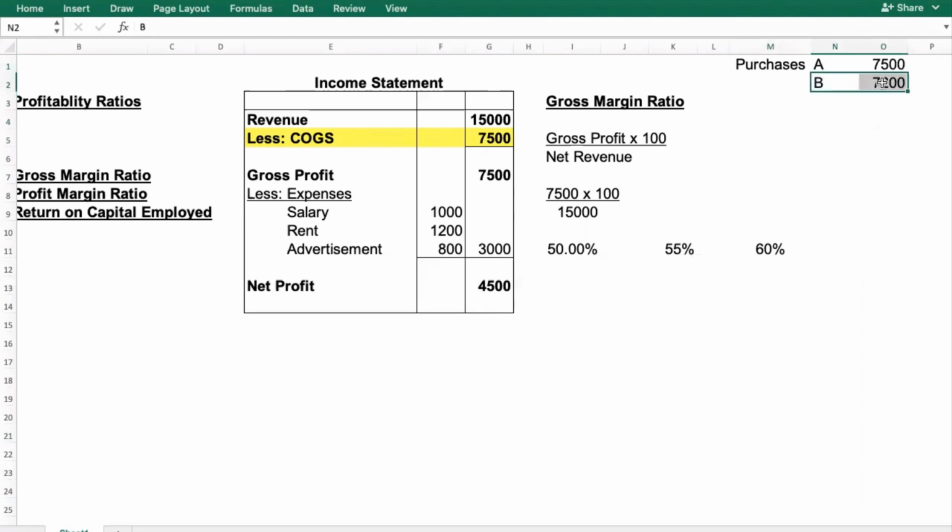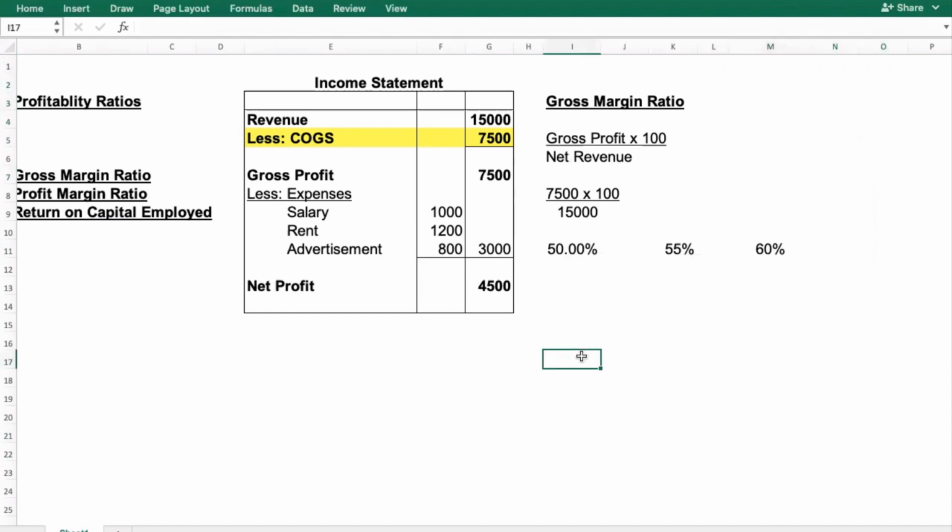Now by doing this, don't you think my purchases will be lower? Purchase amount will come less, na? So cost of goods sold will also be less. When cost of goods sold is less, definitely my gross profit margin will increase. Explore new suppliers, bargain with them, ask for discounts, right? So understood gross margin ratio.